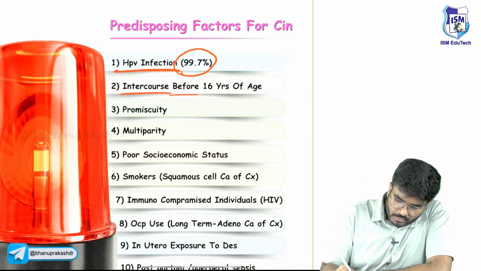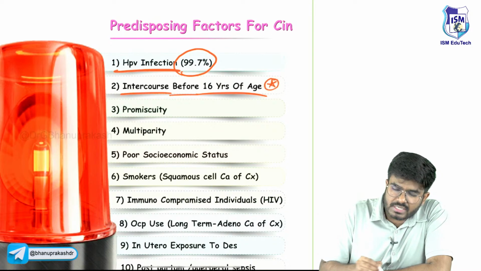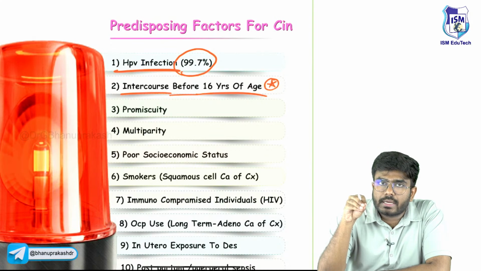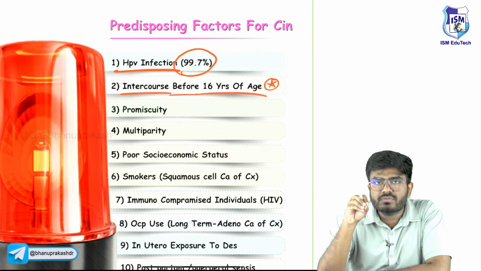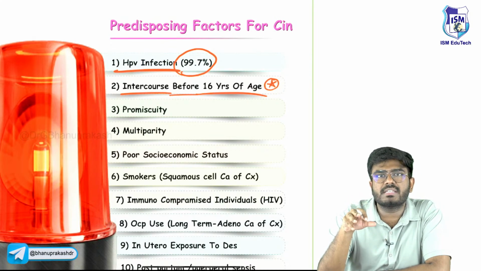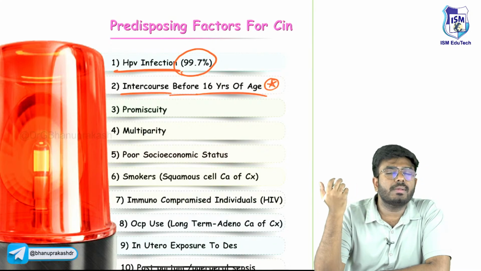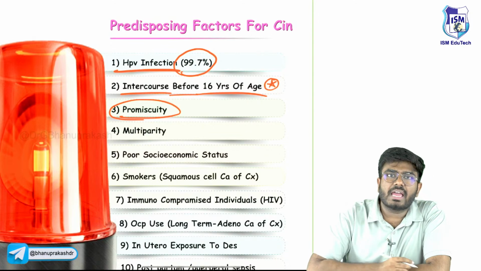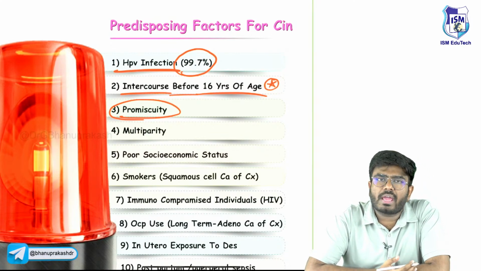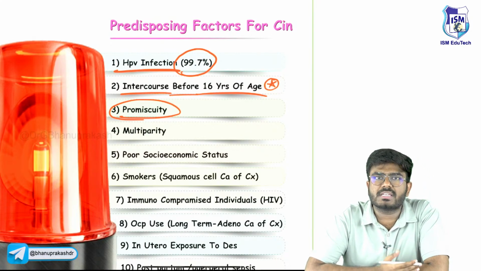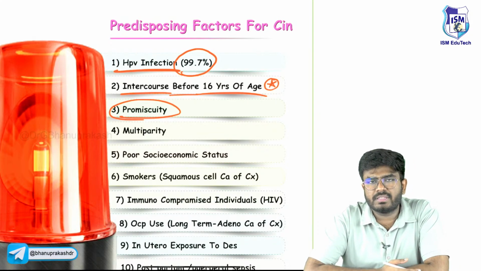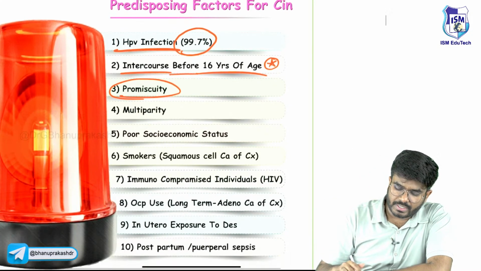Now, intercourse before the age of 16 is also considered a risk factor, because during puberty the transformation zone is more externalized. There is a greater chance that she can pick up the virus easily. Now, promiscuity means having multiple sexual partners. If you have multiple sexual partners, there is an automatic chance that you can get sexually transmitted diseases like HPV, and a likely chance that you can end up with cervical intraepithelial neoplasia.